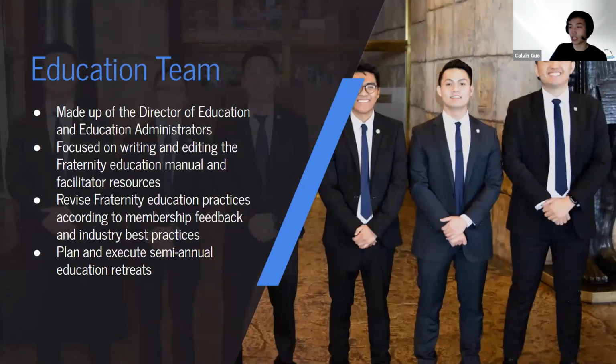So here we have the education team. It's made up of the director of education as well as the education administrators. They basically work on writing as well as editing the fraternity education manual. We have the Noble Brother Program 2.0 that's being pushed out. They've worked on putting the content into it as well as documenting any traditions or rituals that may be going into that process. So they research and administrate the education process in compliance with the best practices of the industry, what universities want to see in these processes when we need to submit it to them, as well as implementing anything else that they might find, and revising fraternity education practices according to the membership feedback that we receive.